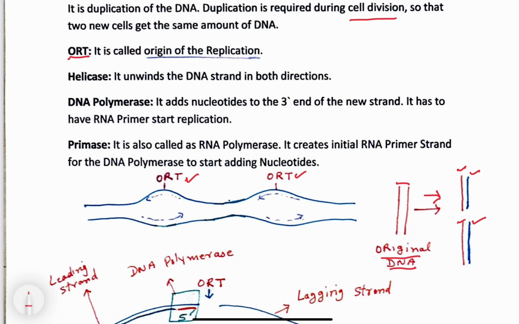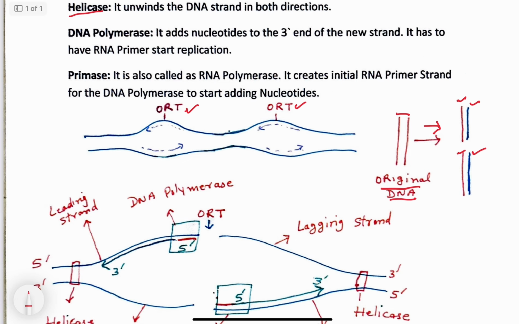So what is a helicase? Next term is a helicase. Helicase joins here on both ends of the DNA and tries to unwind it. So see how separated it is from this direction to this direction. This separation is caused by this helicase on both ends, this end and this end. So that's the role of the helicase.